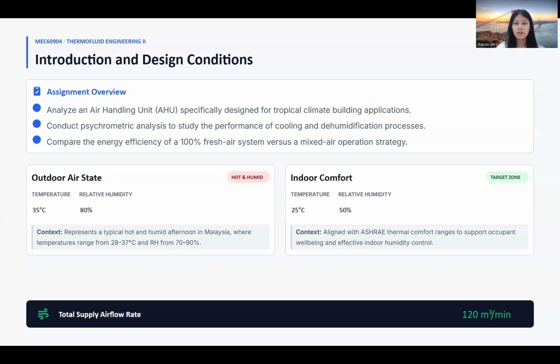The target indoor comfort condition is 25 degrees Celsius with 50% relative humidity. These values are based on ASHRAE thermal comfort recommendations, which provide a comfortable indoor environment while controlling humidity. The total supply airflow rate is 120 cubic meters per minute. Using these design conditions, psychrometric analysis is performed to determine the air properties and evaluate the performance of the AHU.